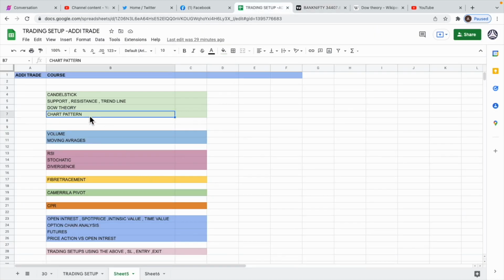Next we will be seeing chart patterns. This will be a little interesting. Then all the other important topics and hardcore topics will start.